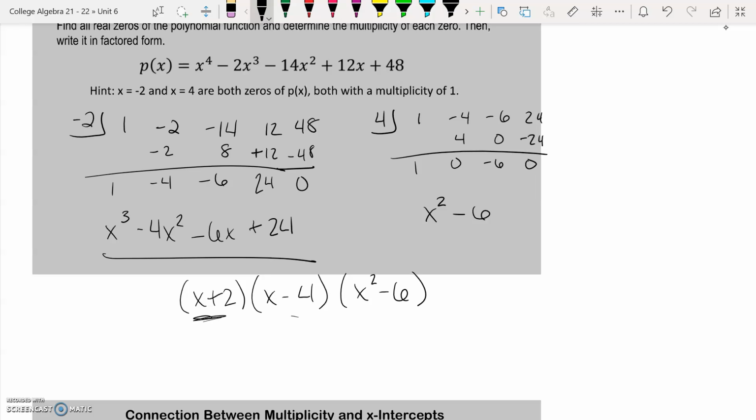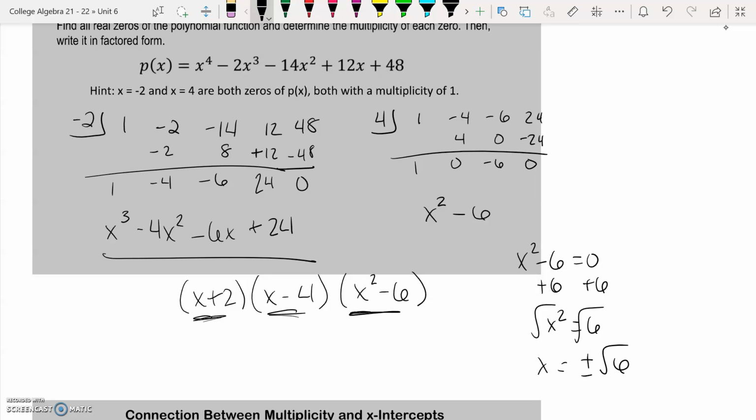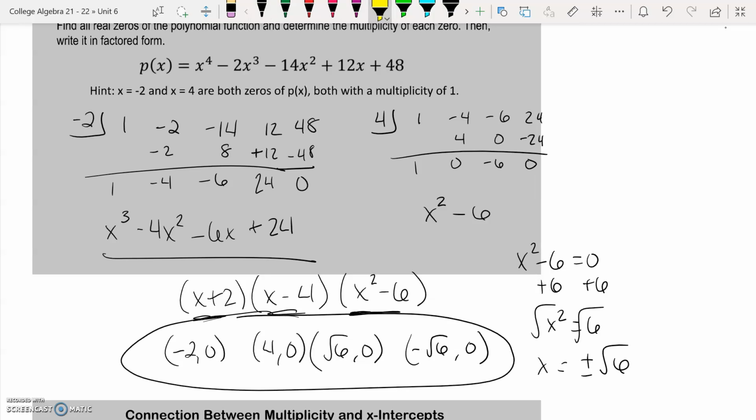Because we already know these are zeros, because whenever you graph it on Desmos, that's where it crosses the x-axis. So then I'd take this one, I would set it equal to 0. I would square root it. So it would be plus or minus the square root of 6. So to write your answers, you would do negative 2 comma 0, 4 comma 0, square root of 6 comma 0, and negative square root of 6 comma 0. And on this problem, you are going to have something that's going to have a square root with it. That's why you're going to get those decimal answers.